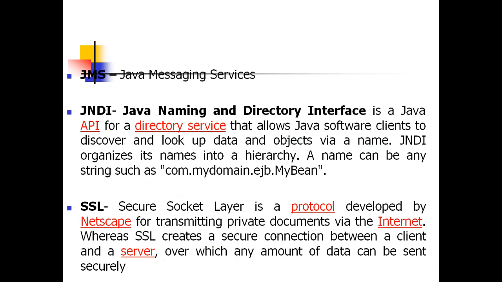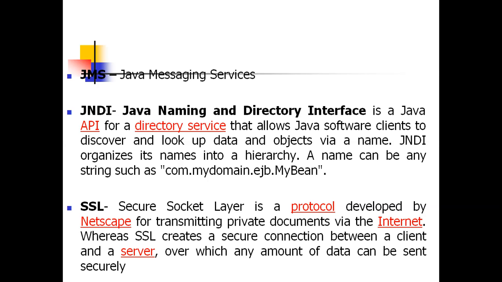Edition. And you can separately see what JMS, Java Messaging Services, is: it is used to send messages from one system to another system, one mobile device or smart device to another smart device. We use Java Messaging Services, and Java Naming and Directory Interface. It is a Java API for directory services that allows Java software clients to discover and look up data and objects by name. And JNDI organizes the names into a hierarchy. I have already explained this.